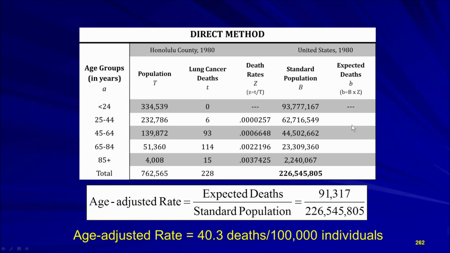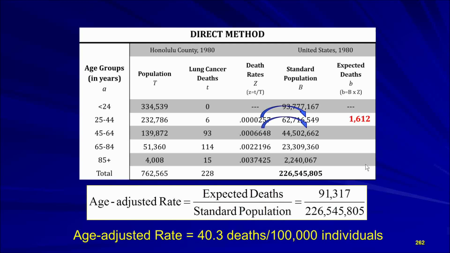Now just watch carefully as I do this and show it to you. Okay, so we're going to multiply that value, 0.000257, times the standard population, and there's the expected number of deaths for the age group 25 through 44. So the age expected or adjusted death rate is 1,612.